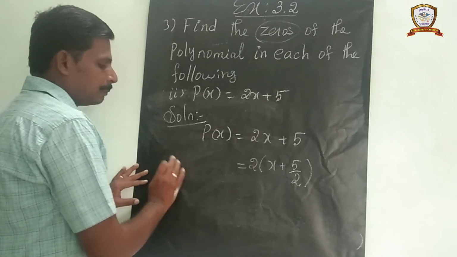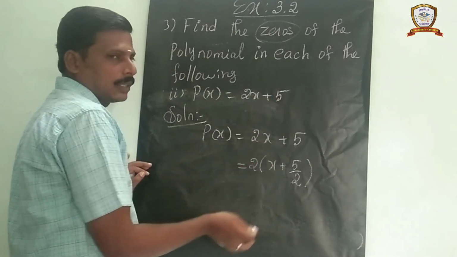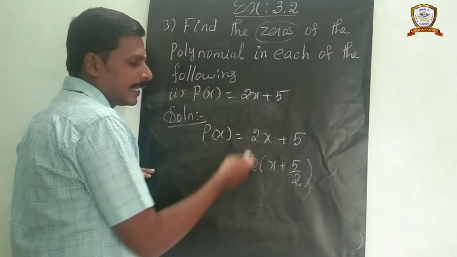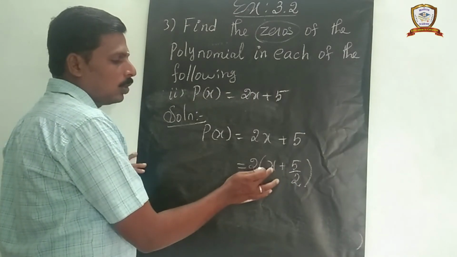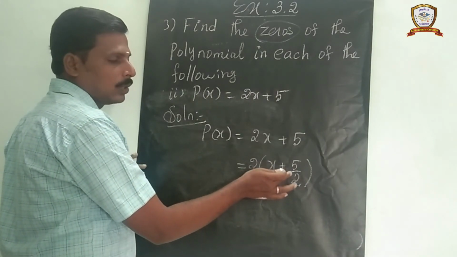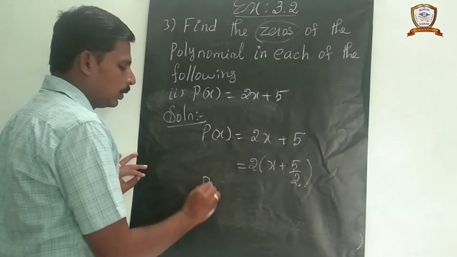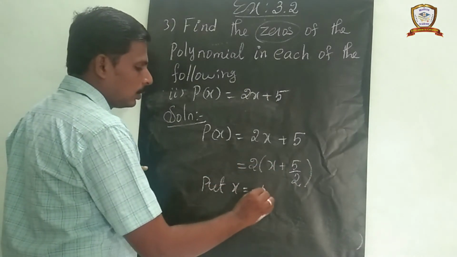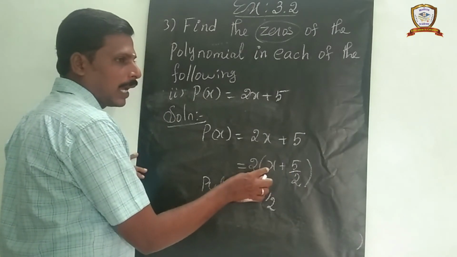Then here put one value for x, we get the answer 0. Here plus 5 by 2, so put x is equal to minus 5 by 2. Are you clear? x is equal to minus 5 by 2.